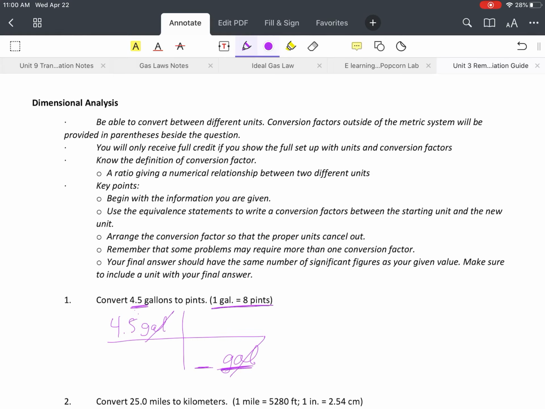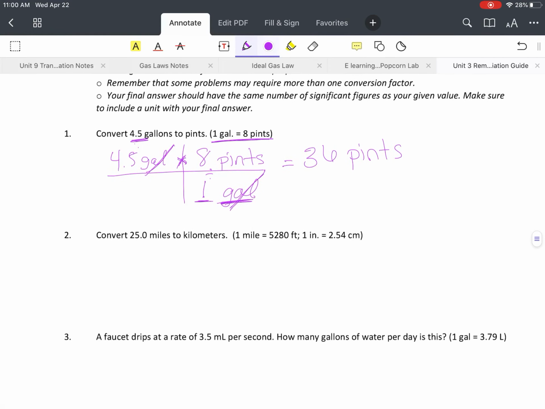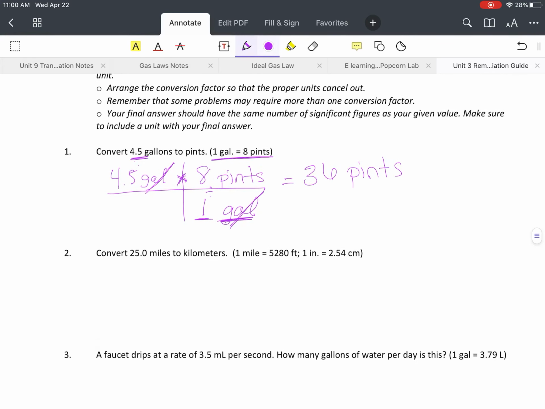So I know I have to have gallons down here. So where am I going to find the number that goes in front of this gallons? I'm going to get it from my conversion factor. So 1 gallon is equal to 8 pints. So my gallons have canceled out. In order to solve this, I'm just going to multiply the top, remember, and then I'll divide by the bottom. So 4.5 times 8 divided by 1 is just 36 pints, because my gallons have canceled out.